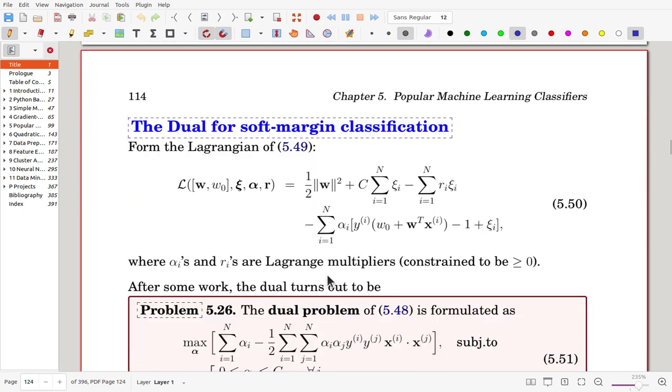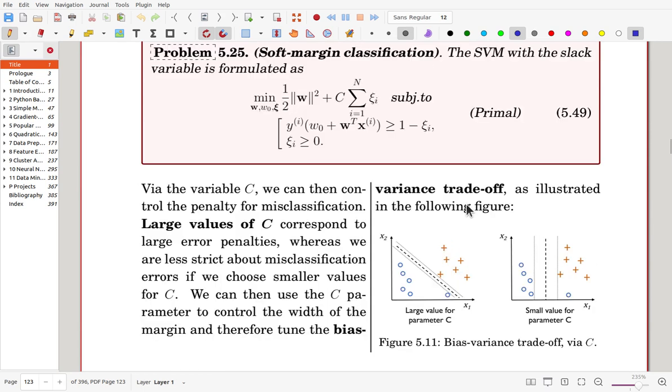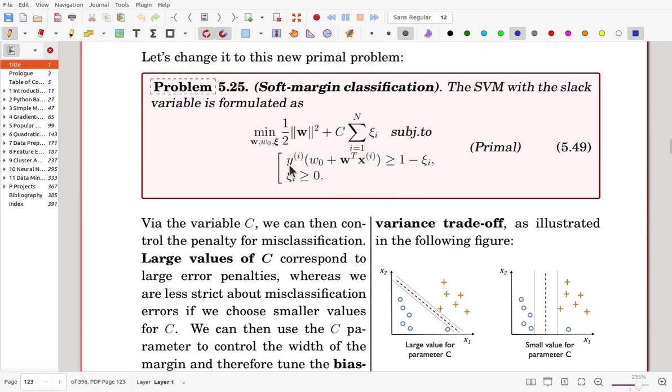Okay. Now, for the new objective function, we should introduce the Lagrangian. That is the original new objective function, and we have here the constraints. This portion is larger than or equal to 1 minus psi i, and psi i is non-negative. We have these inequalities for each i, where i is moving from 1 to n, the number of data points. So we have 2n inequalities.